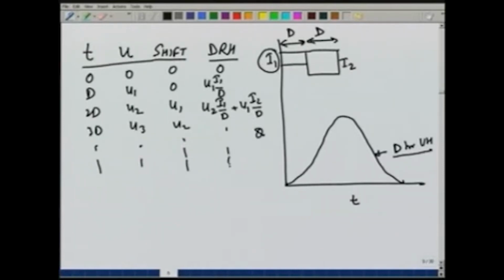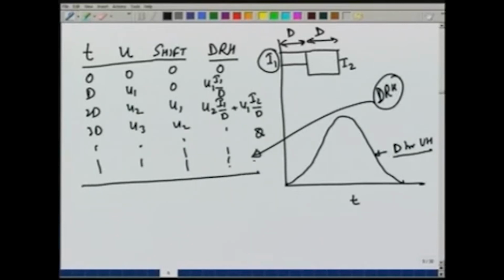So, in this way, even if the intensities are varying, we can find out the DRH in tabular form, and these days with advent of computers, it is very easy to do these computations in a spreadsheet that we will not discuss here, but the procedure remains the same, that you will shift the UH, multiply by the intensity and add them to get the DRH. Now, these are simple cases when the duration of the rainfall was same as the duration of the unit hydrograph.